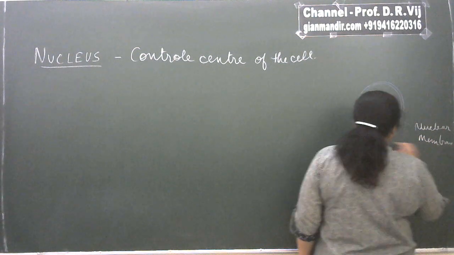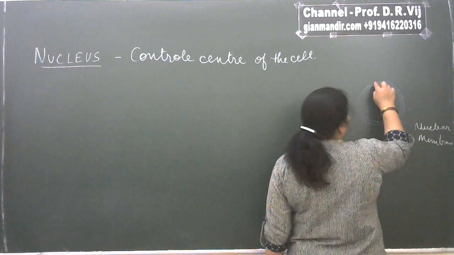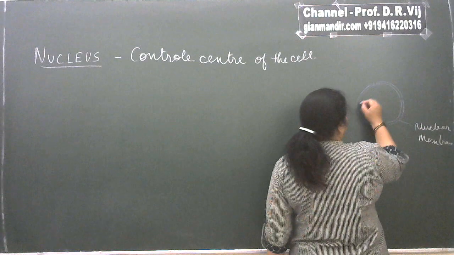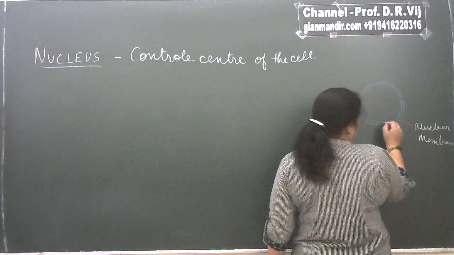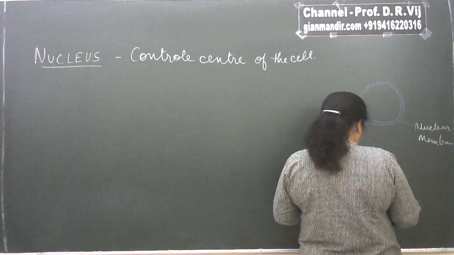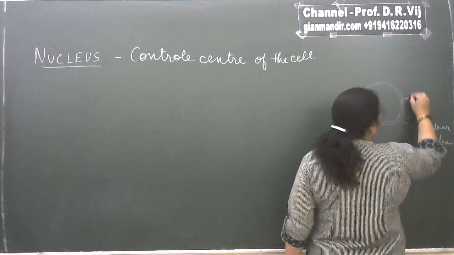This nuclear membrane is not continuous. It has got some pores between them, right? So there are some pores in this nuclear membrane, and these pores are known as nuclear pores.